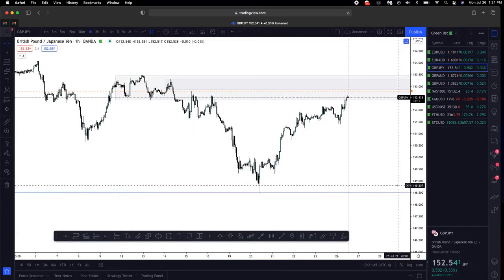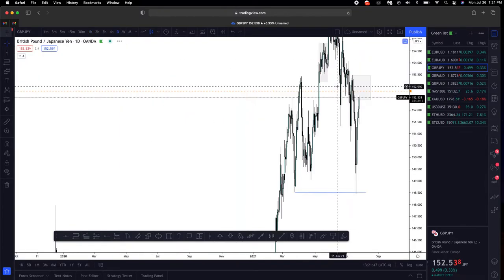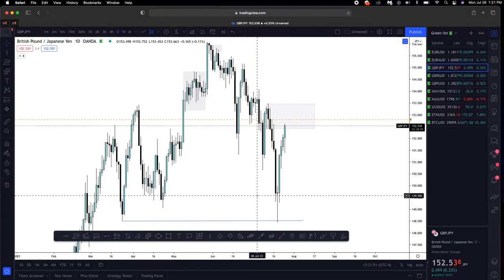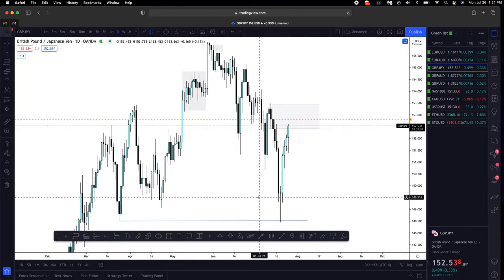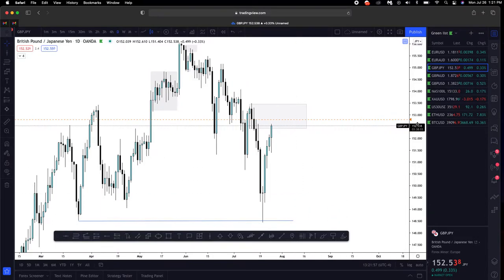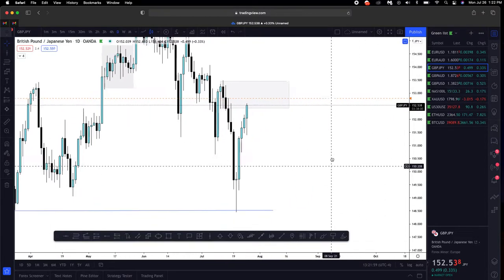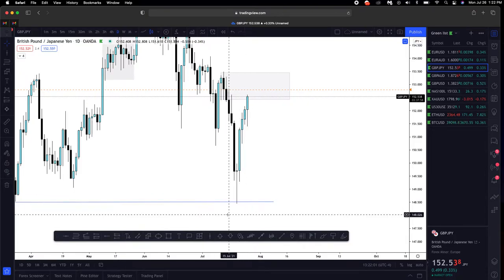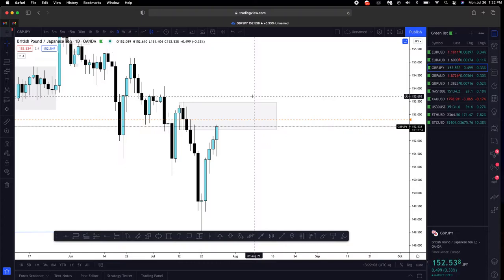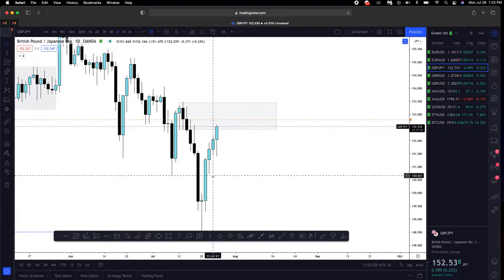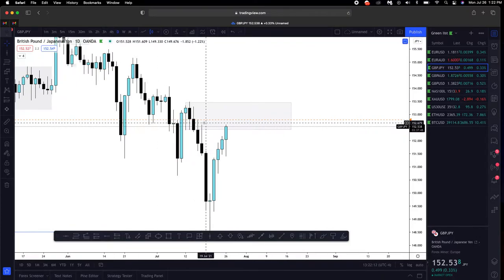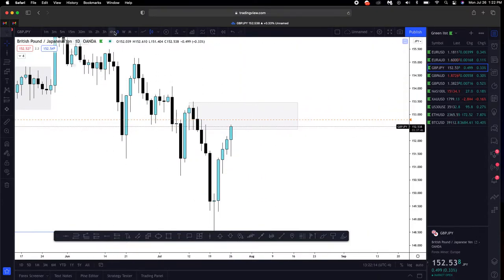GBPJPY, right? Let's see. Top down analysis. All right, so we have double bottoms on GBPJPY. We know that usually the market likes to come back down to these lows because it expects stop loss and liquidity down there and all that, right? So on the daily time frame, we're in a downtrend with a nice retracement back to this level, right? This would be a supply level.